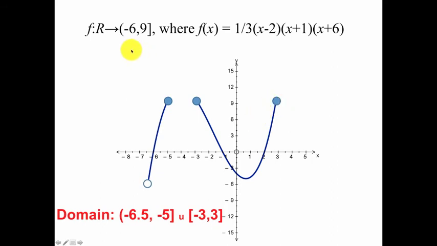Now the range, well, that's going to go all the way from negative 6 up to 9, that is all the way from here up to here. And of course negative 6 is a round bracket, and 9 is a square bracket because it's included, as you can see by the coloured in dots.